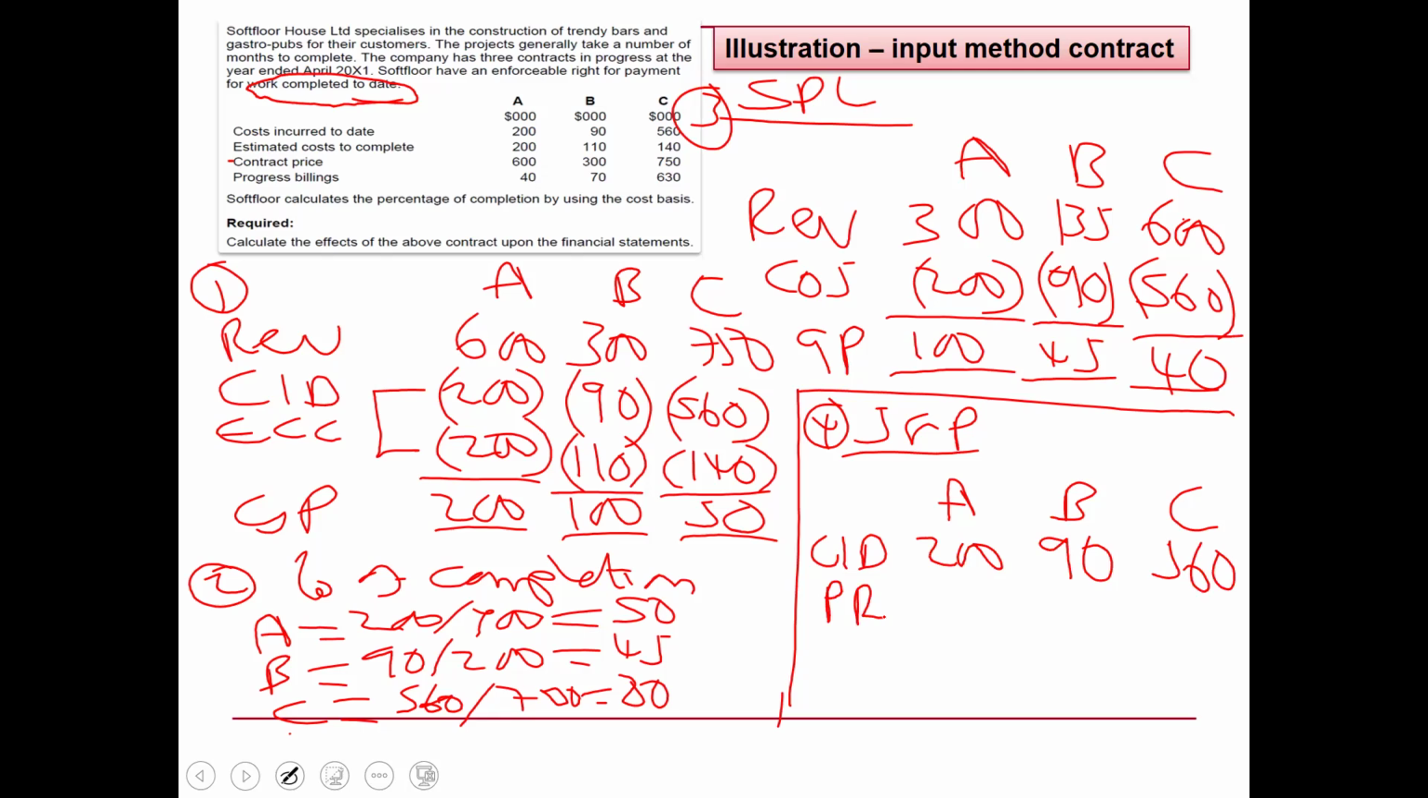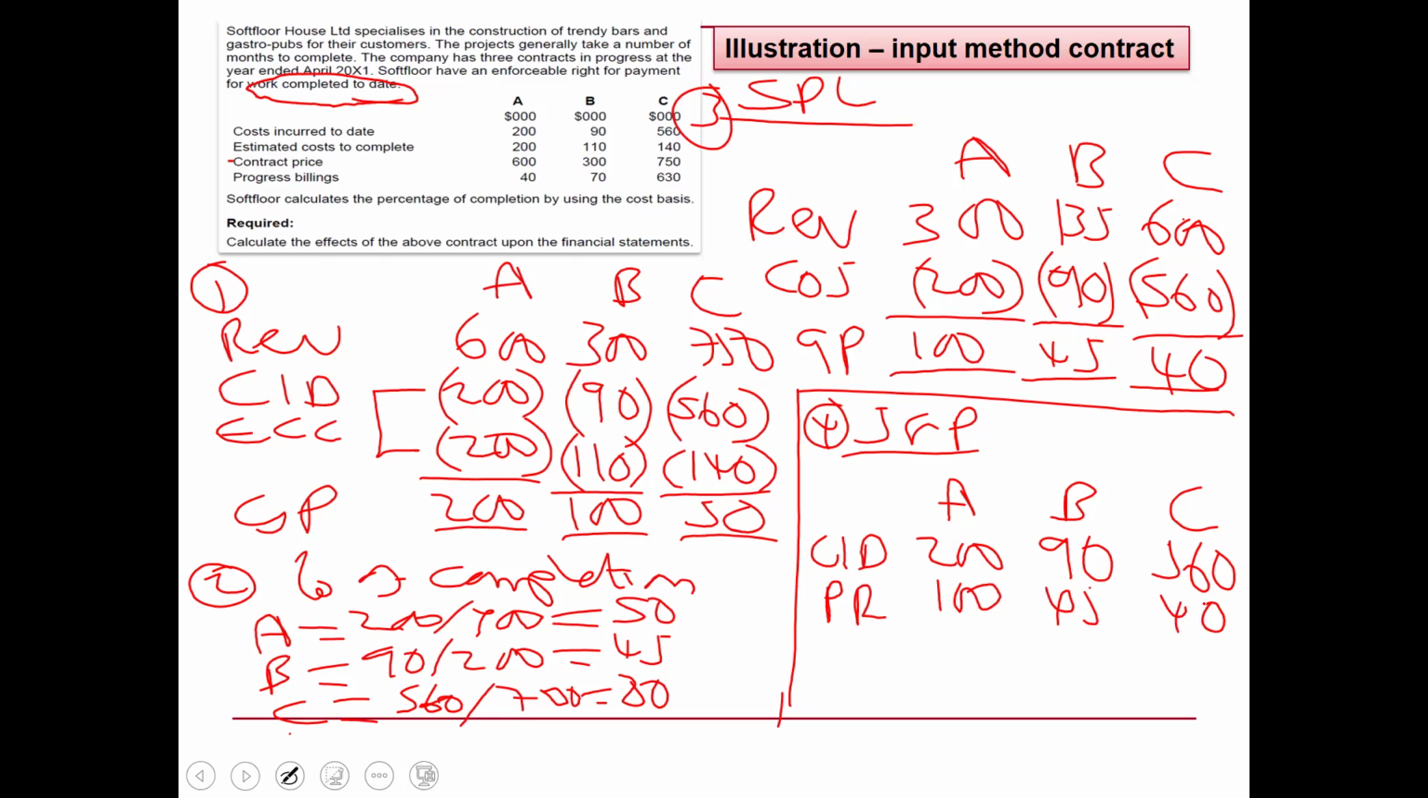We have said that in the current year we are entitled to, or we've earned, a profit of 100 for A, 45 for B, and 40 for C. These are the amounts we've calculated here. So we are entitled to claim 200 plus 100 from the customer for contract A, 90 plus 45 from the customer for contract B, and 560 plus 40 from the customer for contract C.